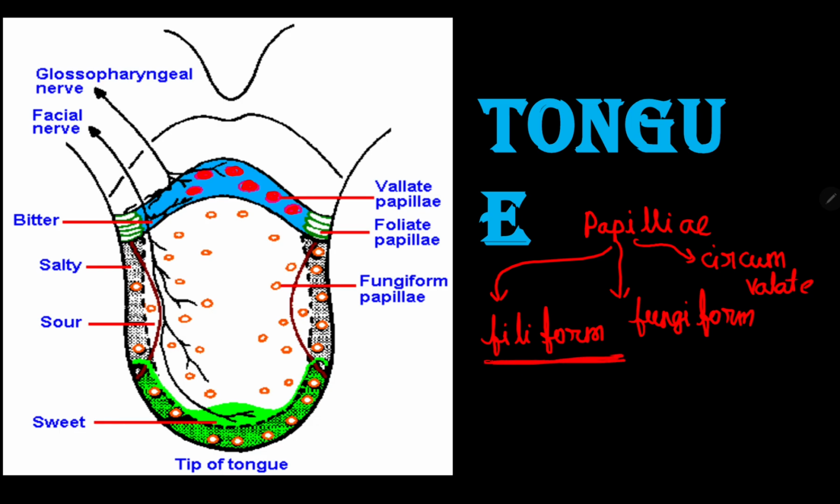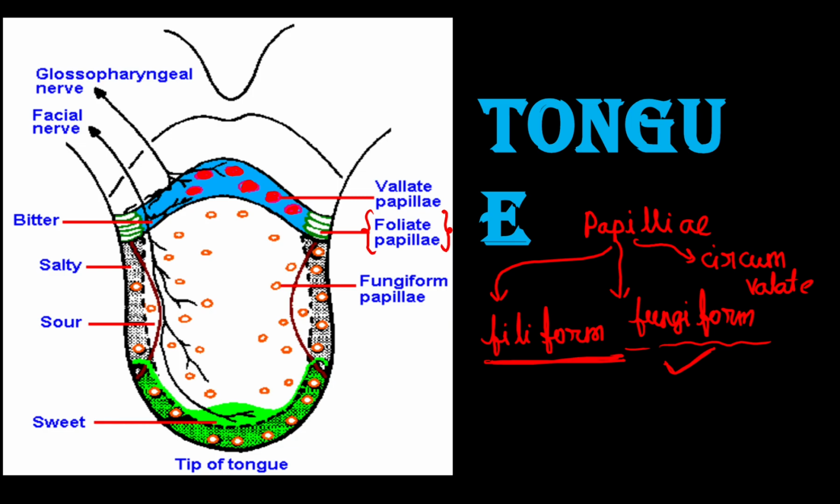They are smallest in size and they don't have taste buds. Fungiform papillae is second most abundant and they have taste buds. Then foliate papillae is not present in human, and then we have circumvallate papillae, which is the largest papillae, present in this region, and this largest papillae have a lot of taste buds.